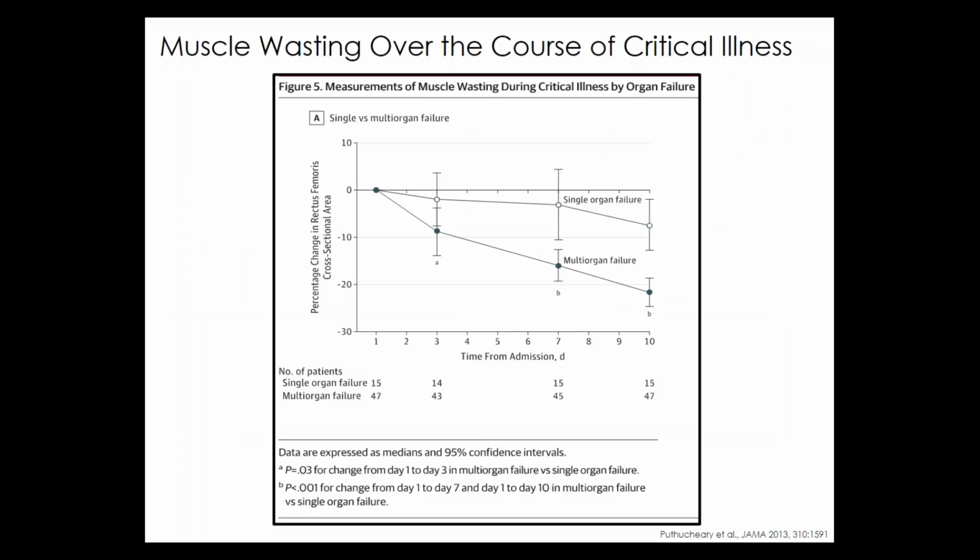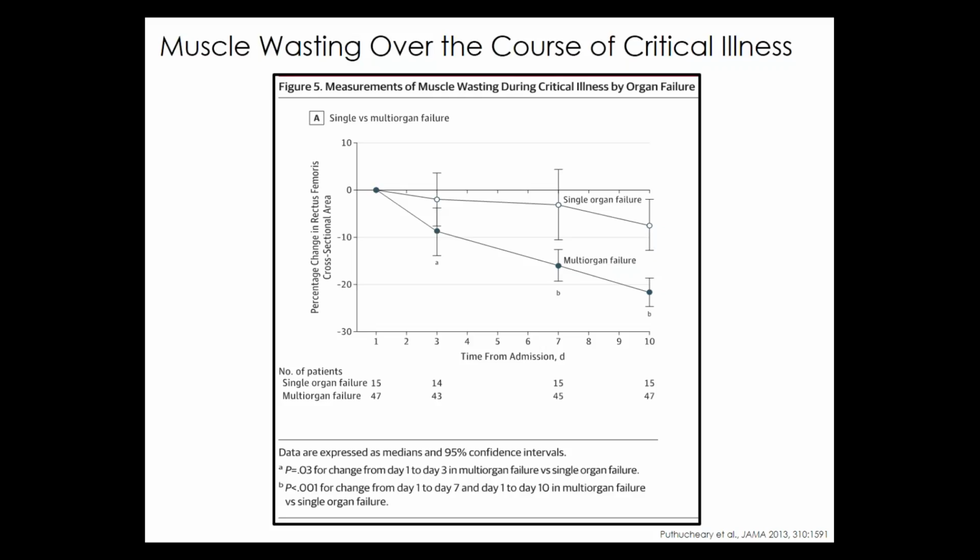Furthermore, the acute phase of critical illness is dominated by a highly catabolic and pro-inflammatory state, which, combined with immobilization and delivery of certain medications, drives significant depletion in muscle stores. So Zudin Puthucheary and colleagues published this work in JAMA a few years ago, and here they measured muscle loss by analyzing the change in rectus femoris cross-sectional area, and this is a muscle group in the quadriceps. And they did this using ultrasound in patients with both single and multiple organ failure.